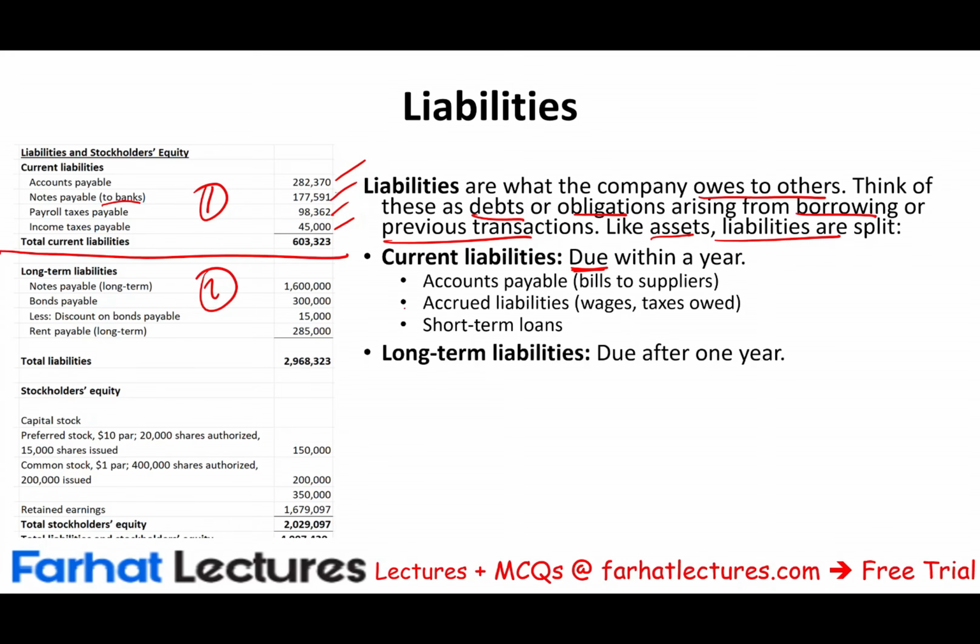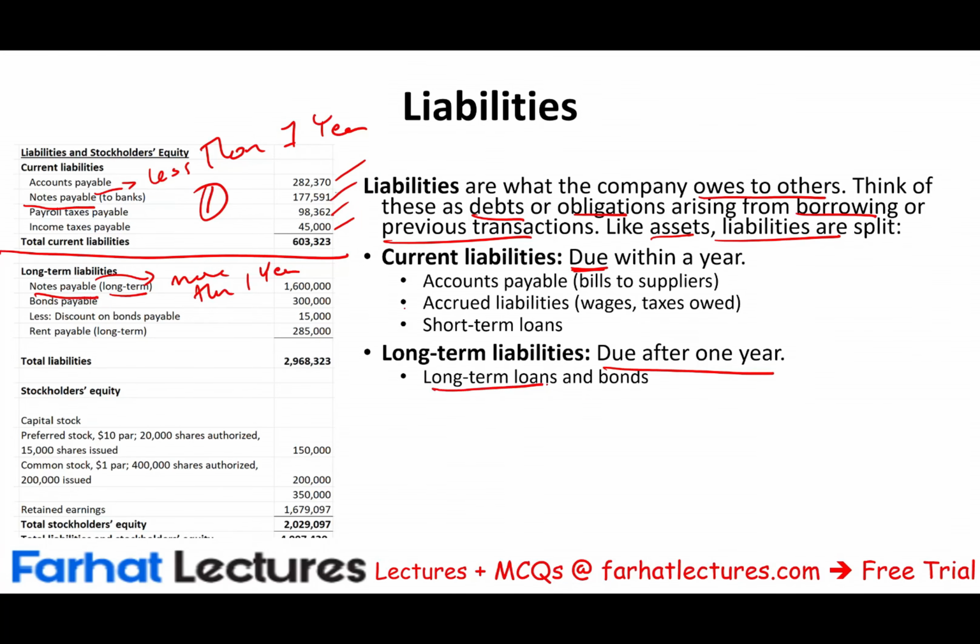And we have another category called long-term liabilities, due after 1 year. So notice here, for example, we have notes payable. And here we have notes payable. What's the difference between those two notes payable? This one is due in less than 1 year. You have to pay it off within 1 year. This notes payable is due long-term, more than 1 year. So you'll have this liability for more than 1 year, like long-term loans.